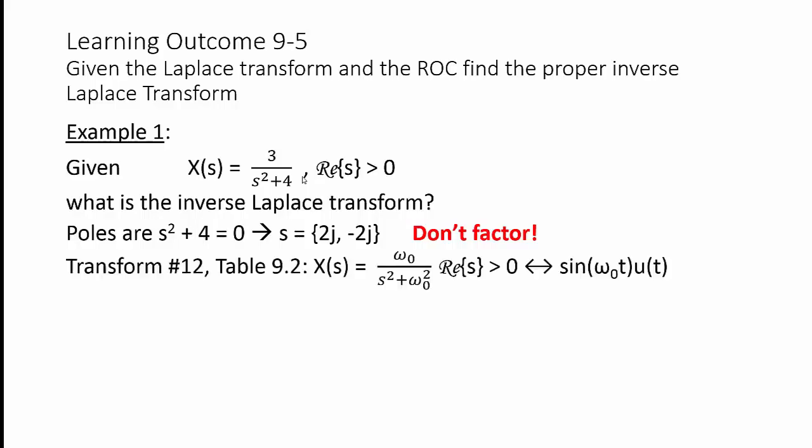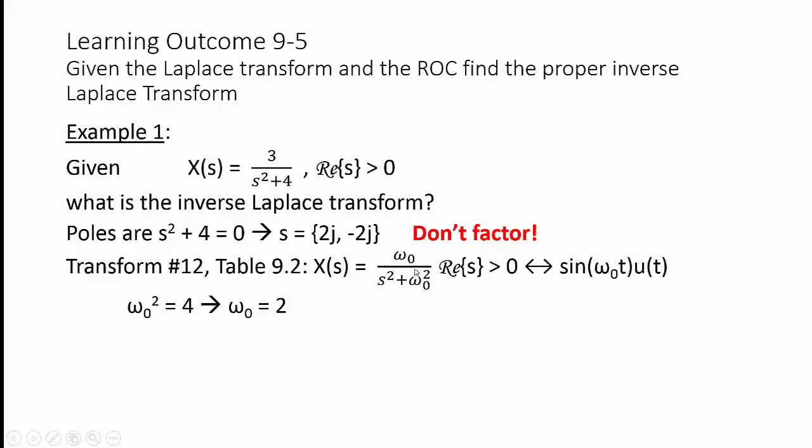Transform number 12 says that if X(s) is omega 0 divided by s squared plus omega 0 squared, and your ROC is real part of s greater than 0, then your inverse transform would be sine of omega 0 t times u of t. Well, that looks like a pretty good match. You need to figure out what omega 0 is. Well, if omega 0 squared is 4, then we know that omega 0 is 2.